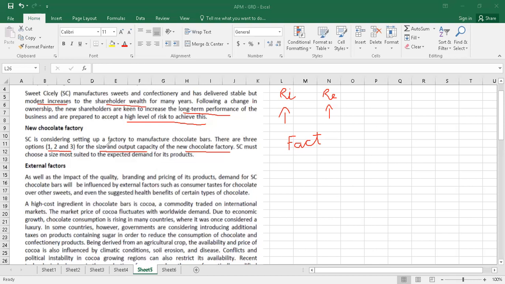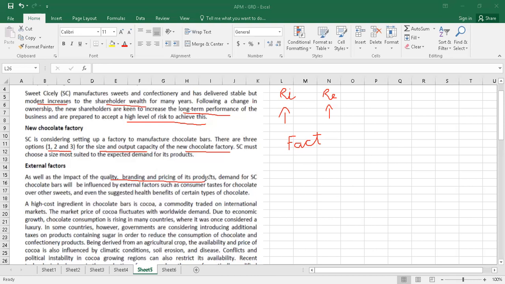See the external factors. These external factors have to be considered. SC must choose a size most suited to the expected demand for its products, as well as the impact of quality, branding, and pricing of its products. So these are internal decisions. Pricing again depends on external factors, how the competition is, etc. Quality aspects are an internal aspect.